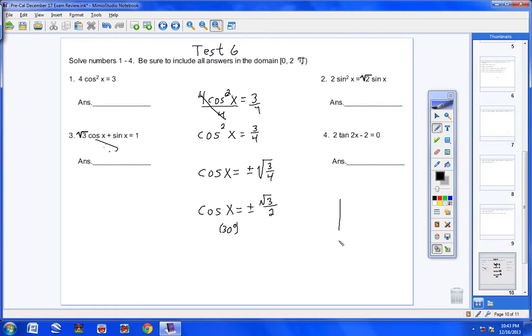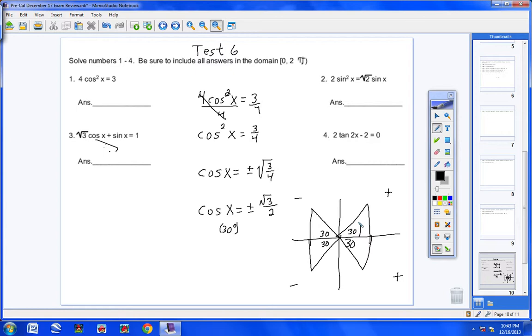So in this case, I'm going to have to draw triangles in every quadrant. Because think about it, cosine is positive here, negative here, negative here, and positive here. So I've got to consider all of these answers that, when I take the cosine of these angles, would give me square root of 3 over 2, positive and negative.